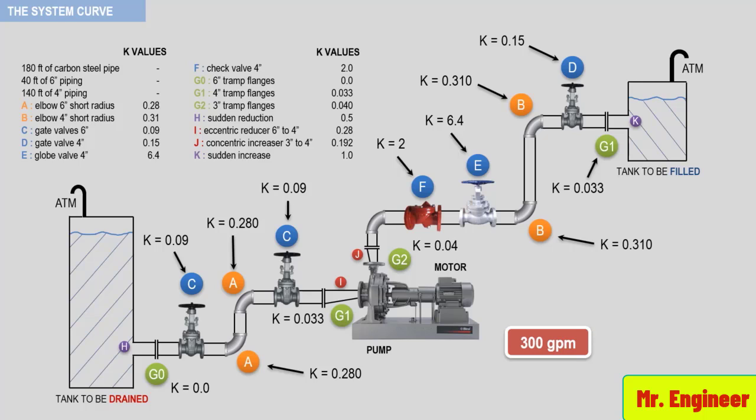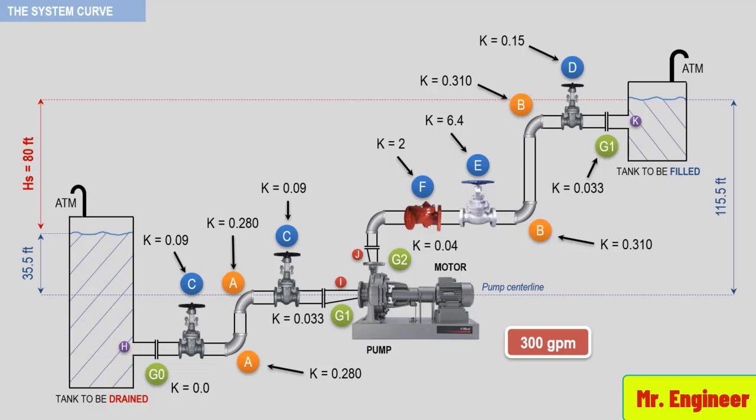Now, one component of the total dynamic head is the static head. In this example, the surface level in the discharge tank is 115.5 feet above the pump center line. The surface level in the suction tank is 35.5 feet above the pump center line. Therefore, by observation, the static head in this example is 80 feet.